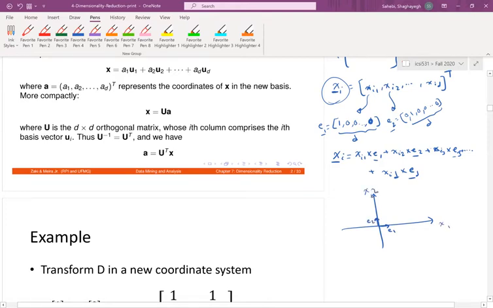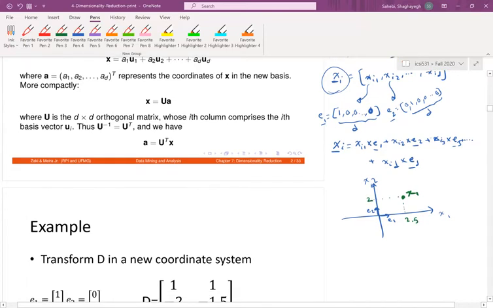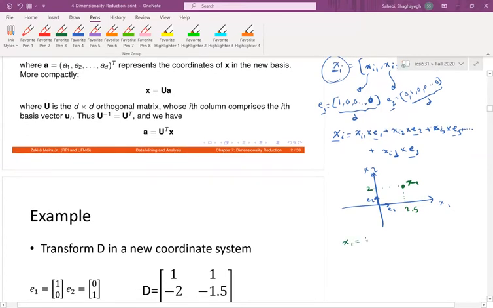X1, X2. And if this is my X data point, X1, for example, I can say that it's equal to 2.5 E1 and 2 E2, right? So I can rewrite X1 like this. I can say X1 is equal to 2.5 vector E1 plus 2 vector E2. This is my X1 vector or X1 data point.